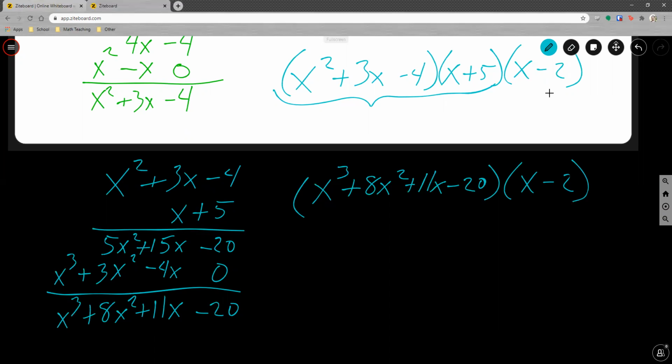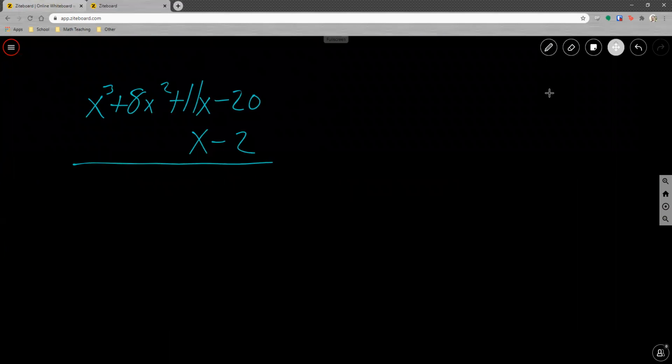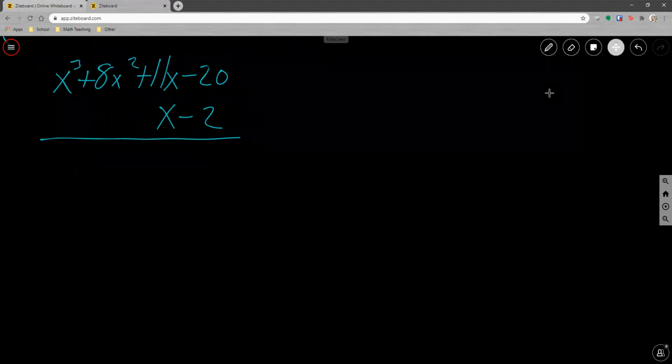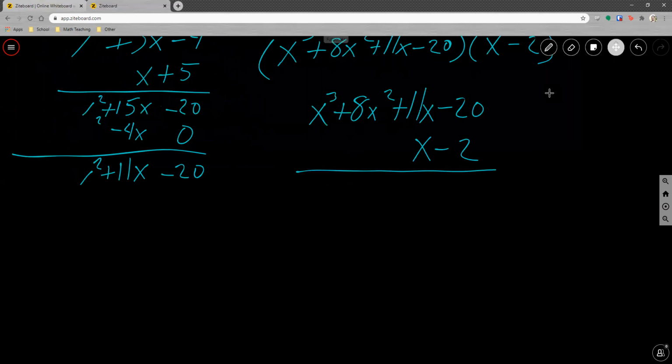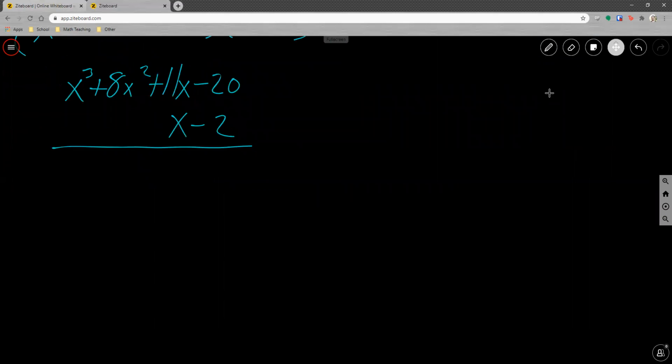So then I just continue multiplying one more time. I set it up the same way I did before. This is a little bit of extra writing. If I were just doing this, I wouldn't have rewritten it like that. I would have just moved right on to the next problem, but I want to make sure that everybody's clear on what I'm doing. So I've got x to the third plus 8x squared plus 11x minus 20. That's correct, right? Yep. Times x minus 2.